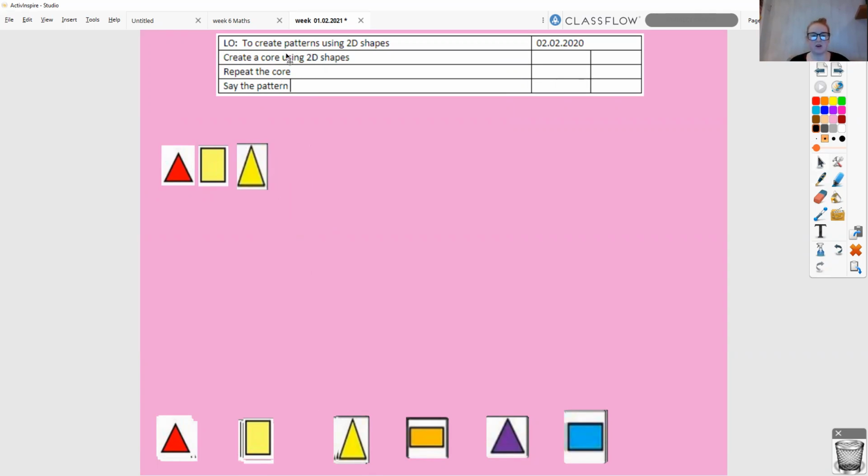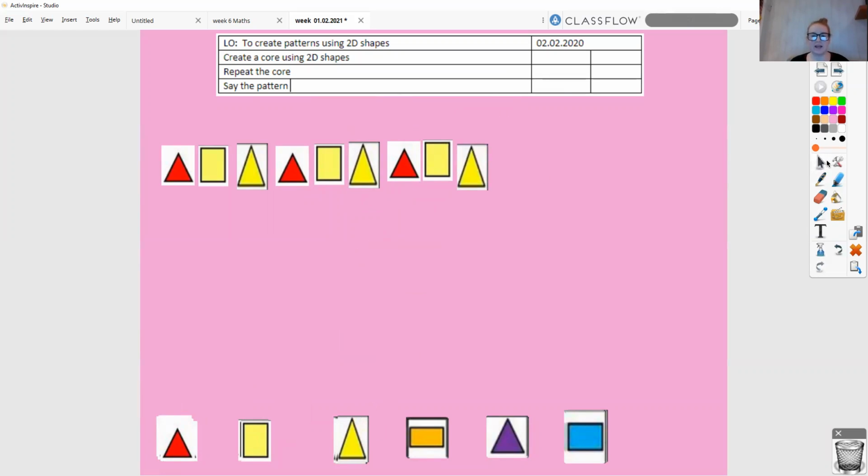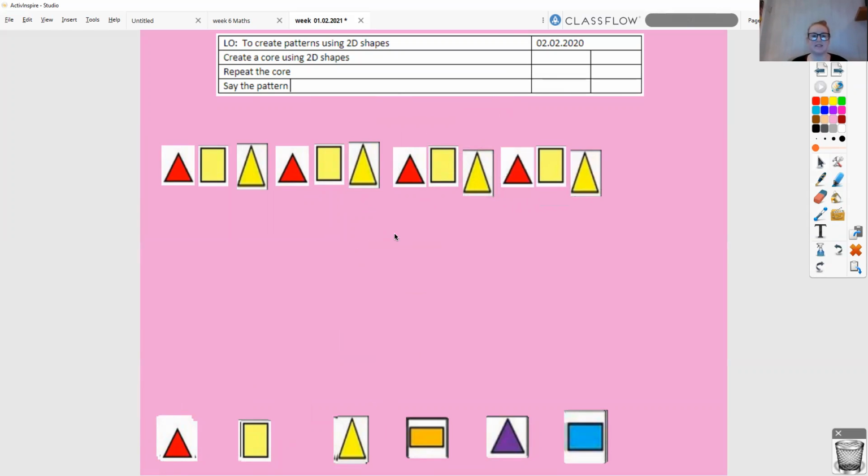Then I need to repeat the core. So I've got red triangle, yellow square, yellow triangle. Red triangle, yellow square, yellow triangle. Repeat the core again. Red triangle, yellow square, yellow triangle. So I've created a pattern here by creating a core, repeating the core to create a pattern. So I'm going to cheat a little bit and do this one. Fantastic. Last step is say the pattern.